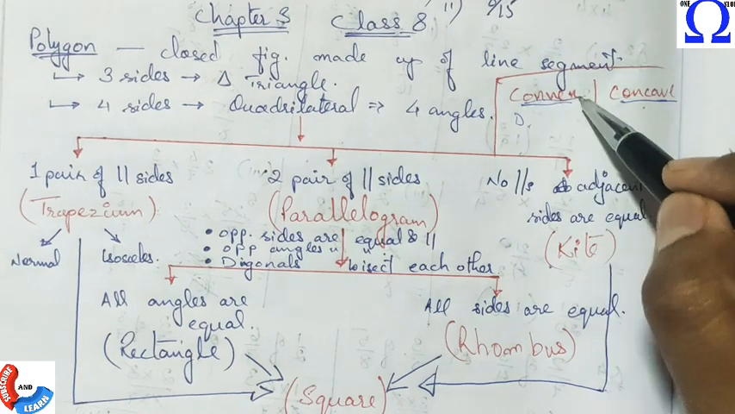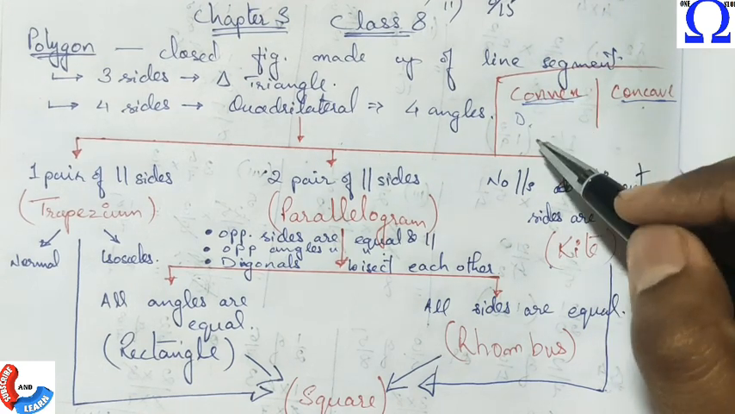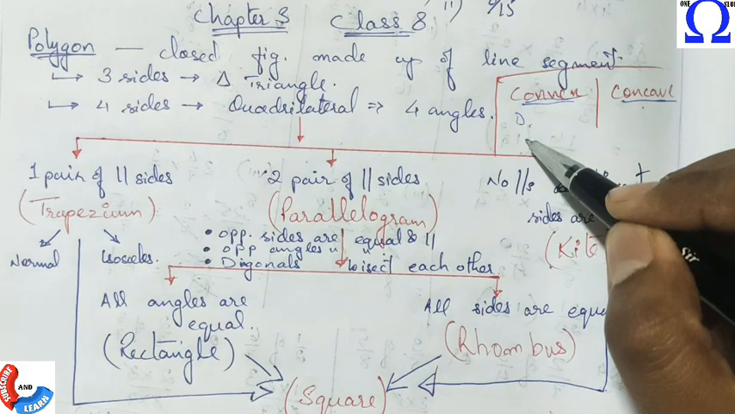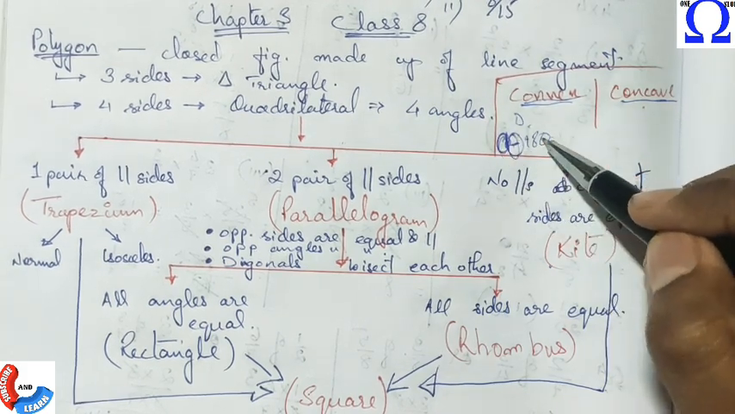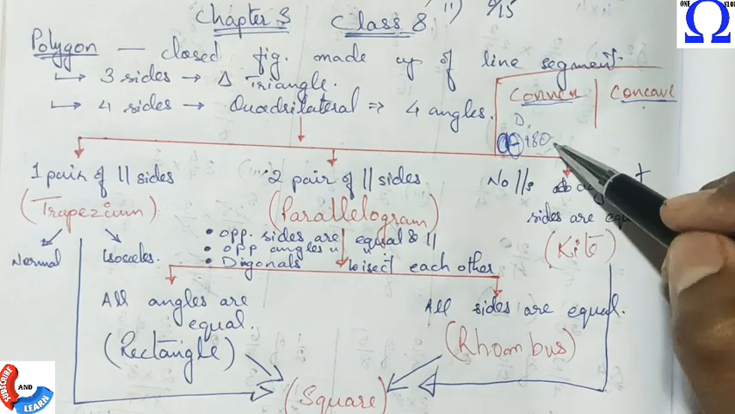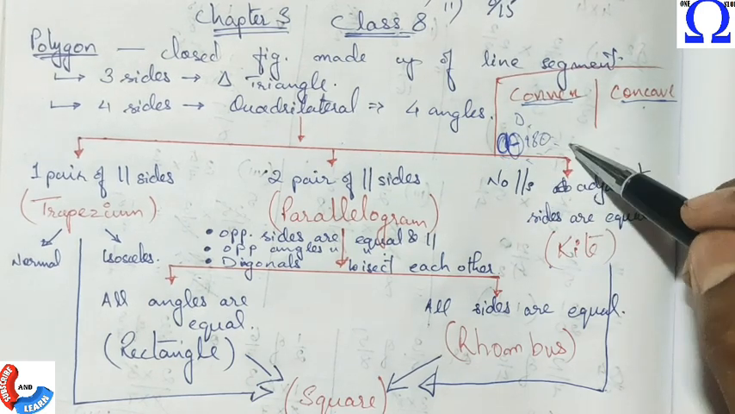In a convex quadrilateral, all the angles are in between 0 to 180. Okay, it cannot be 0 or 180, but in between 0 to 180. That means acute, obtuse, it can have anything.